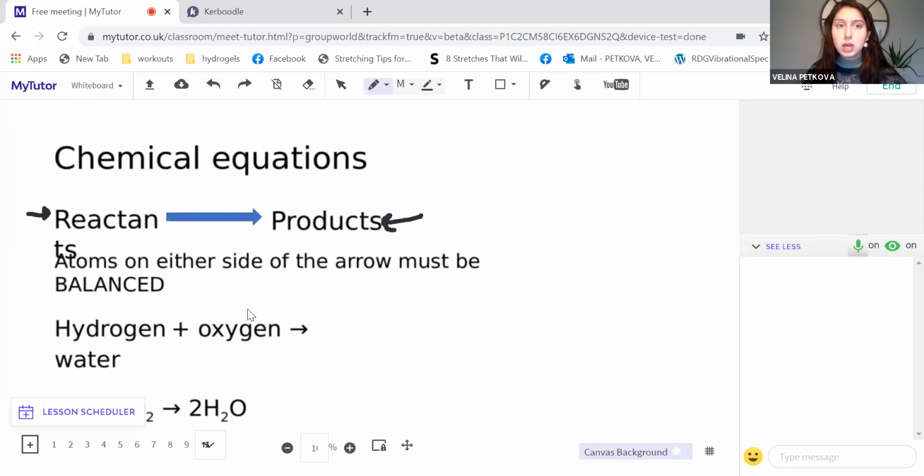Okay, quick question, what is an isotope? The same element has the same number of protons, but a different number of neutrons. Therefore it has the same atomic number, but a different mass number. Okay, so let's get back onto our chemical equations then.